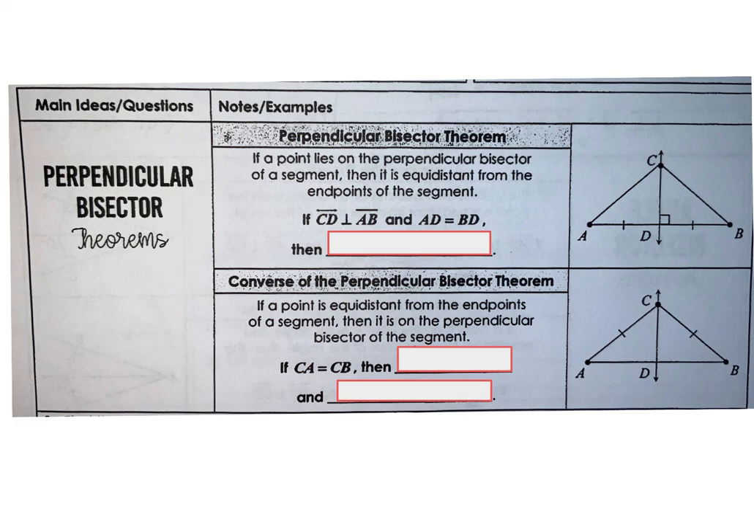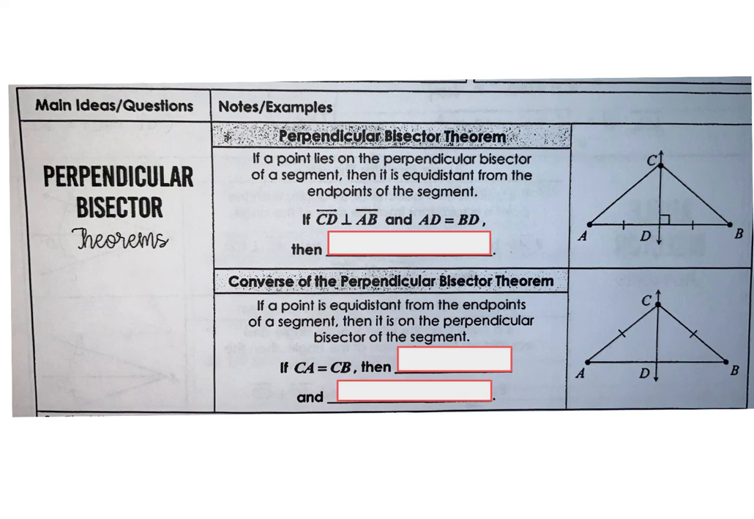So in a triangle, when you have a perpendicular bisector that's coming from the vertex of the angle of the triangle down, it's going to cut this line in half perfectly, and it's going to meet it at a right angle. That is what a perpendicular bisector does.